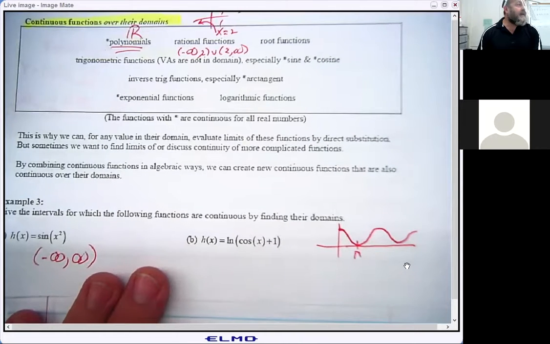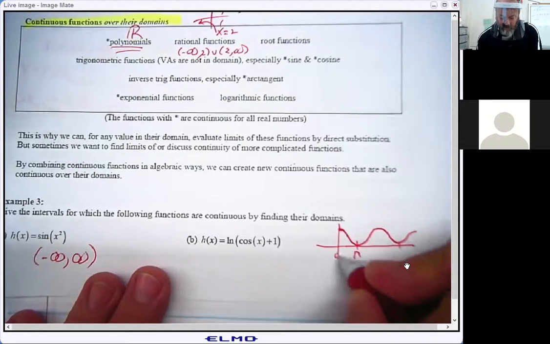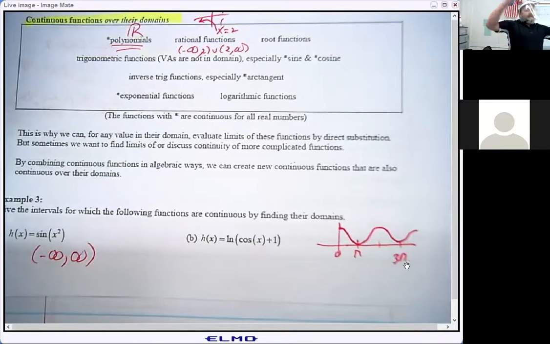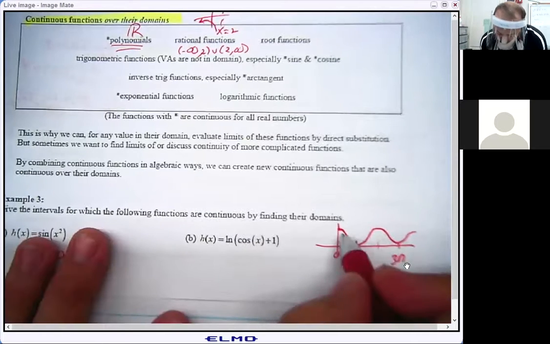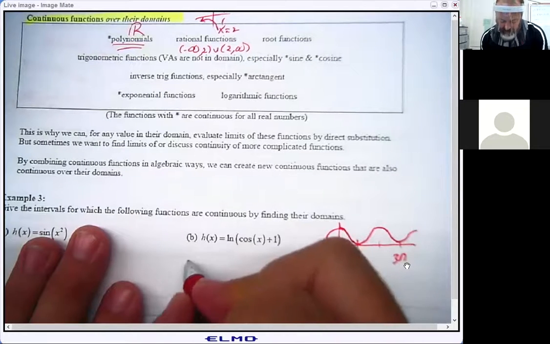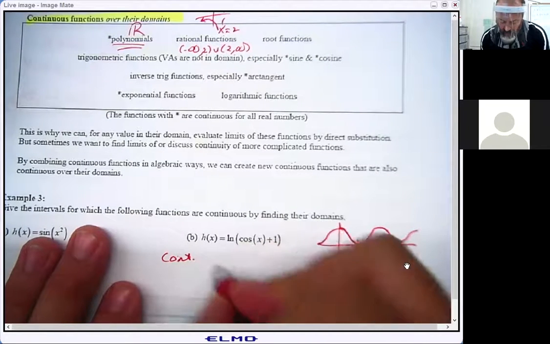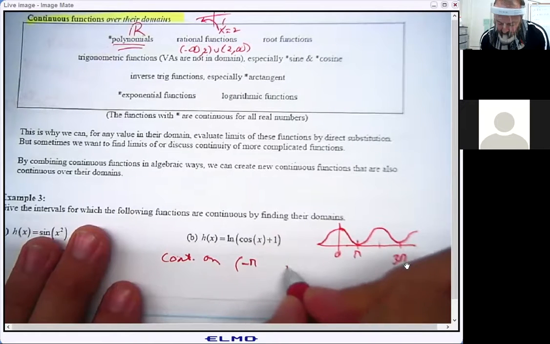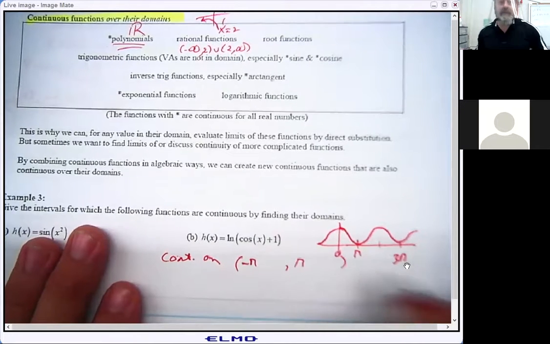Where else would it die? Well, this is 0, here's pi, here would be 2 pi, this would be 3 pi. It's the standard little thing, but every time it dips down and hits 0, it's going to break, isn't it? So how could we say it? Well, in my opinion, I'm going to pull this back to here, and I'm going to say it's continuous on negative pi till positive pi.